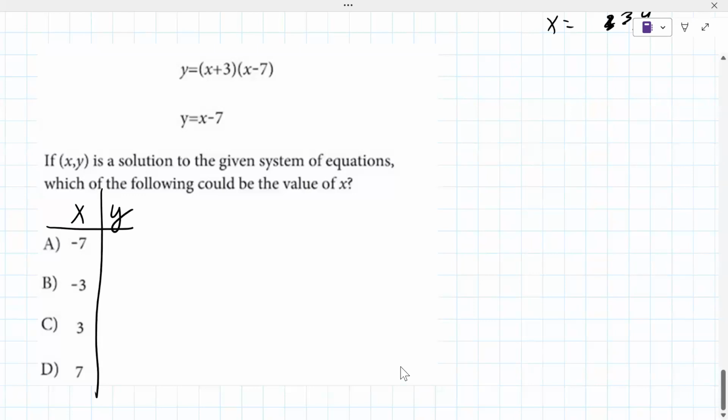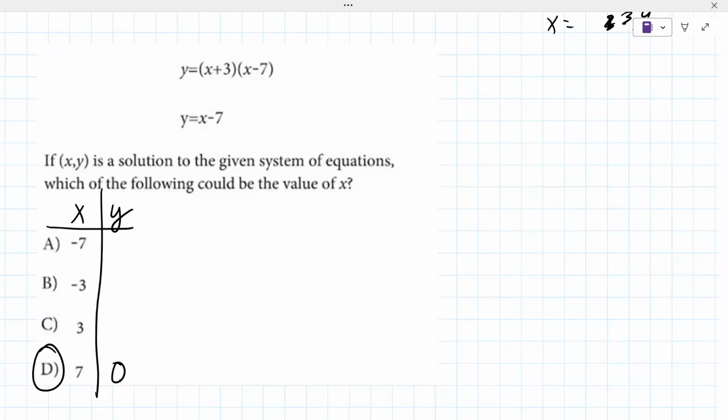All right, how are you doing on this one? I'm still solving. Okay. Is it D? Yes, it is D. Very good.